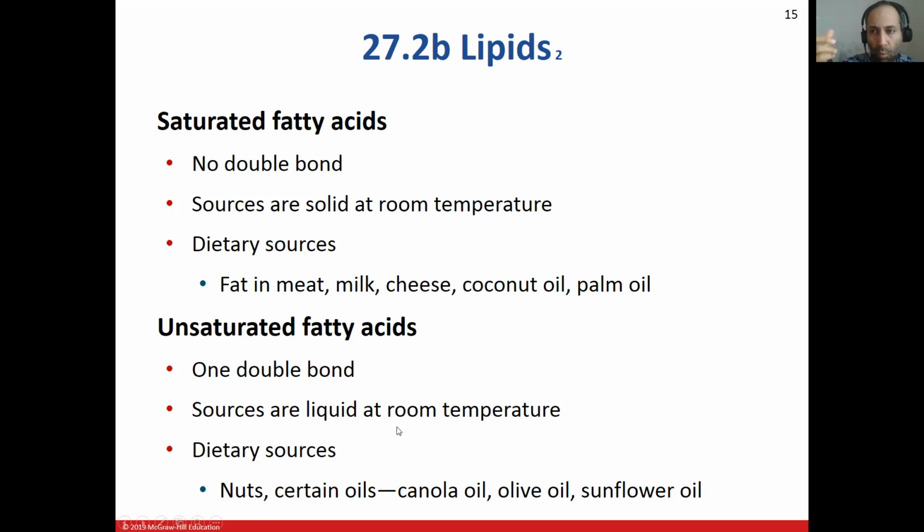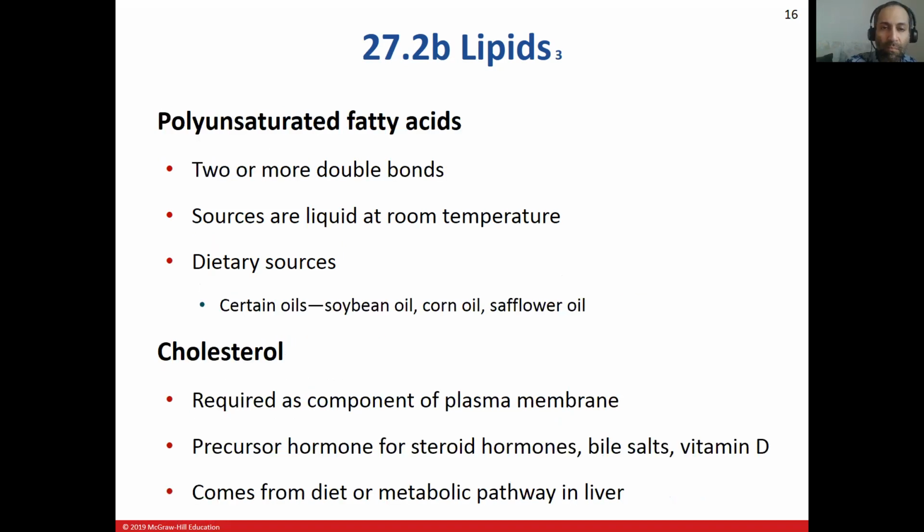are liquid. They are oils at room temperature, and they have a double bond in between carbon atoms, like sunflower oil, olive oil. These are certainly healthier, but again, moderation is the key. And then polyunsaturated fatty acids, which have two or more double bonds in between carbon atoms. They again are liquid at room temperature, like corn oil, soybean oil, so on and so forth. Again, healthy in moderation.